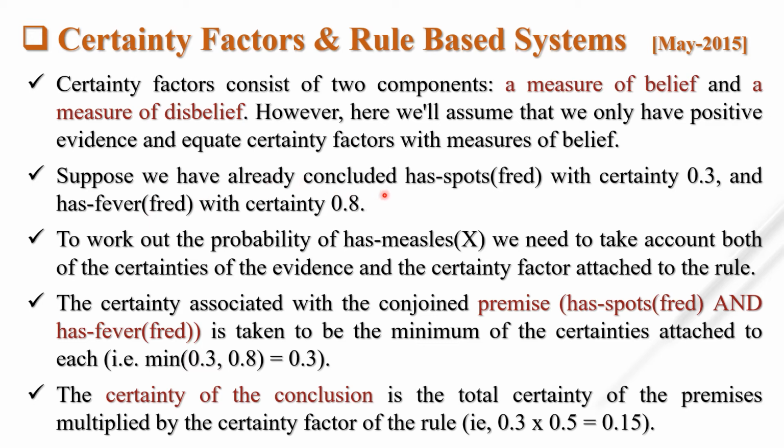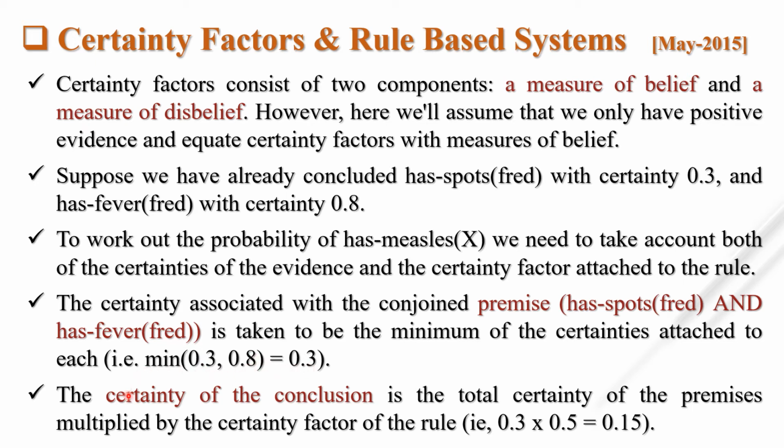Suppose we have already concluded that Fred has a spot with certainty 0.3 and Fred has a fever with certainty 0.8. So to work out the probability that Fred has measles, we need to take account of both the certainties of the evidence and the certainty factor attached to the rule. Also, the certainty associated with the conjoint premises, that is Fred has a spot and Fred has a fever, is taken to be the minimum of the certainties attached to each. So whichever is the minimum you have to consider in the premises. So we take the minimum of 0.3 and 0.8, that is 0.3.